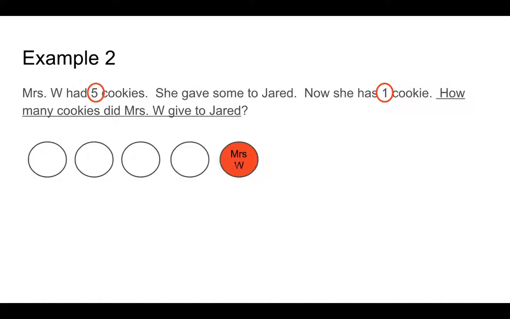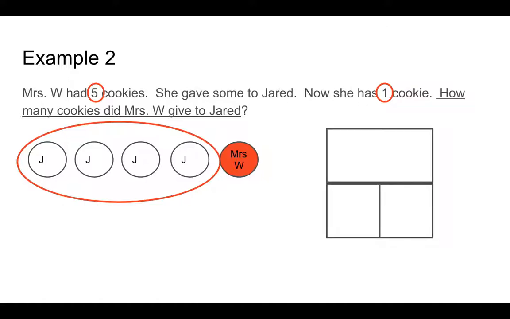And if she only has 1 in the end left, then we know the rest of them are what she gave to Jared. So those are the ones that she has left, or those are the ones that she gave to Jared. Looking at a part whole box, we're thinking about what do we know? Do we know a part? Do we know a whole? Do we know 2 parts?